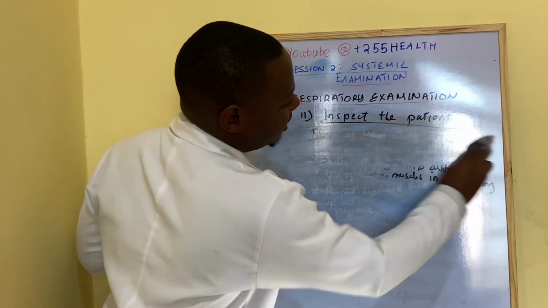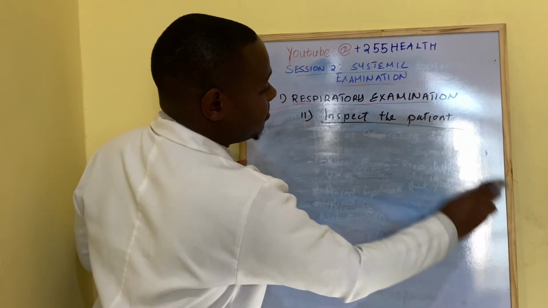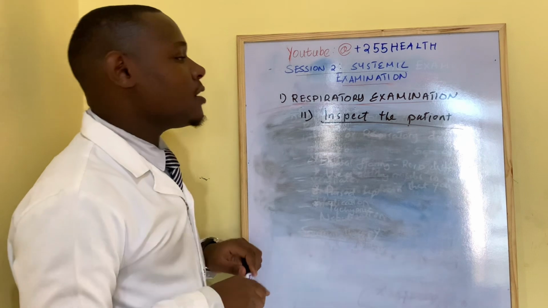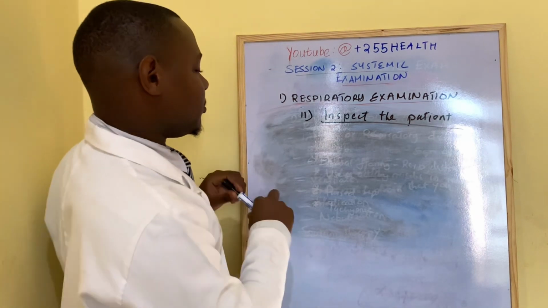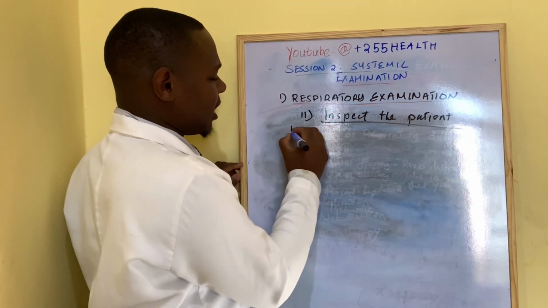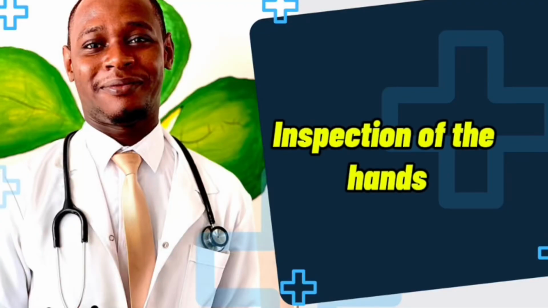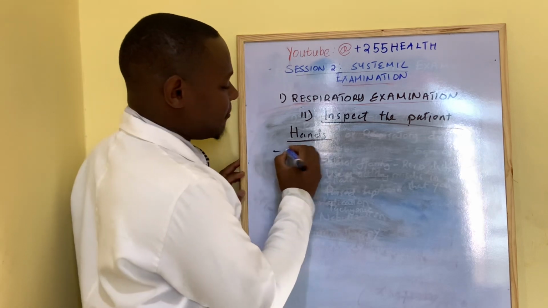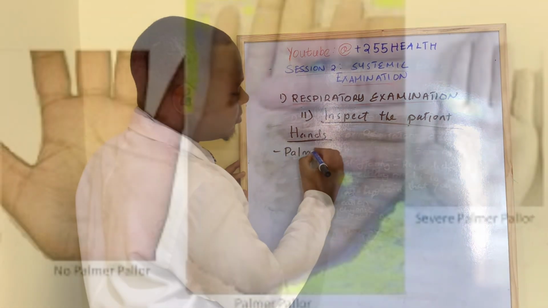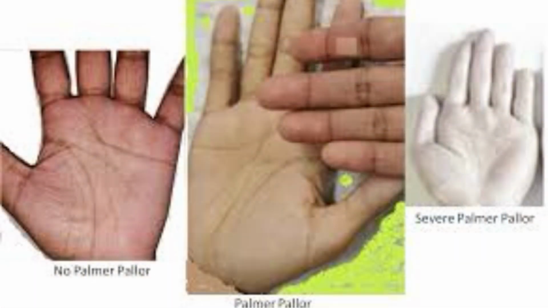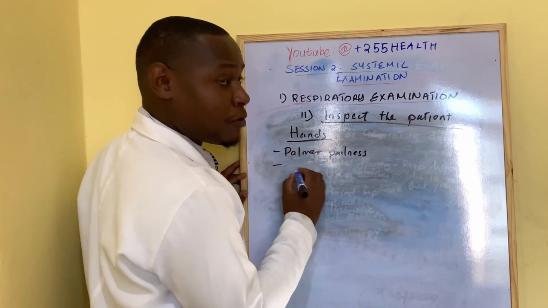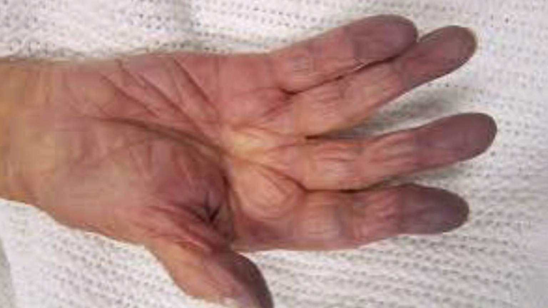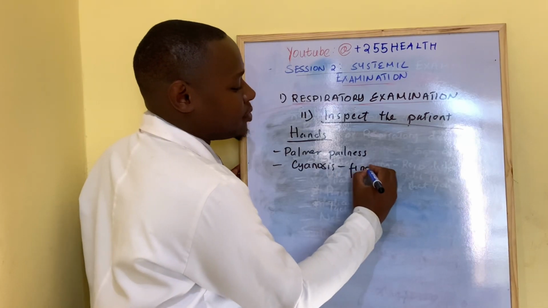And the same thing applies to inspecting the patient. Now you're going to start the inspection of the patient, especially from the hands. So you inspect the patient, you start from the hands. What are the things that you're supposed to pick up? From the hands, you can check for palmar paleness. You can also check for cyanosis. Cyanosis, the bluish discoloration, you find in the fingertips most of the time.